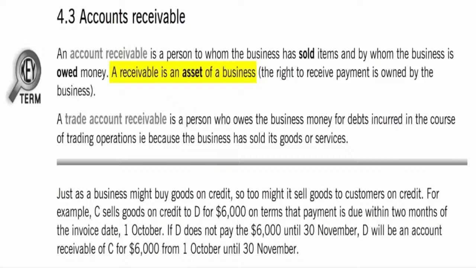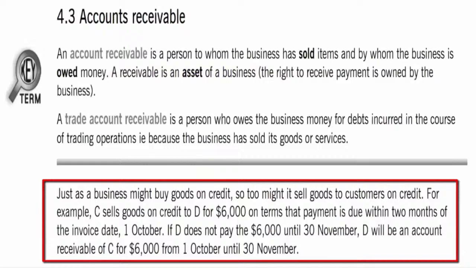So, when you look at a balance sheet, accounts receivable will always appear under the assets section, right alongside things like cash and inventory. Let's walk through a real-life example. Here's a practical example straight from your book to help you see how accounts receivable works. The sale on credit. Business C sells goods worth $6,000 to customer D.